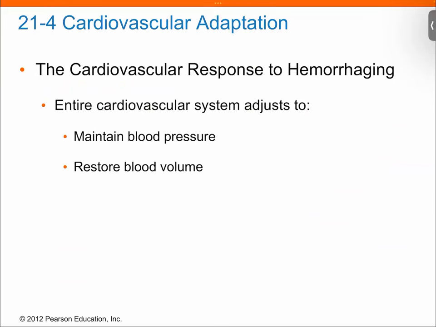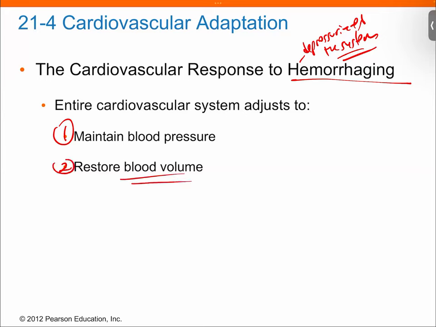Okay. So we talked a little bit about hemorrhaging before. We just want to talk a little bit about what the cardiovascular response to hemorrhaging is. What happens when you start to hemorrhage? So when you start to hemorrhage, what's happened is you've depressurized the system. So when you've depressurized the system, your goal is two things: maintain blood pressure, keep it going, or people starve and cells die. Bad things happen if cells aren't being fed. So you keep those supply lines moving at all costs. And the other one is restore your blood volume and your pressure.